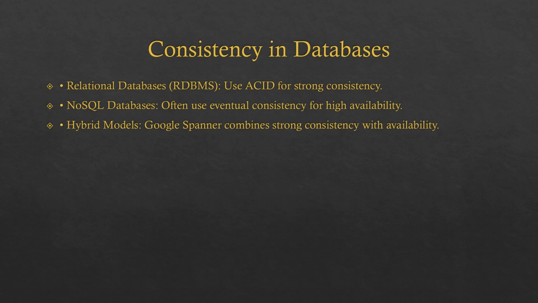In databases, relational databases typically guarantee strong consistency using the ACID properties, while NoSQL databases often prioritize availability and partition tolerance, allowing for eventual consistency. Hybrid models like Google Spanner combine strong consistency with high availability, providing the best of both worlds for certain use cases.